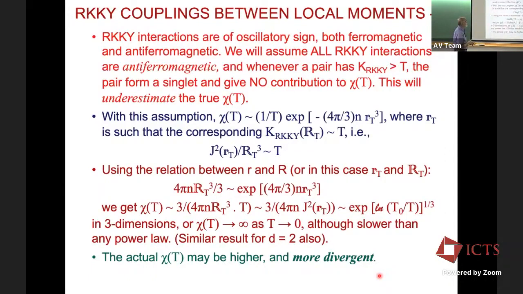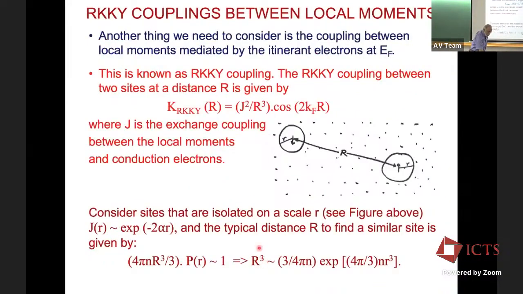So with this assumption, we just have to write down the susceptibility: 1 over T times the probability of finding this isolated site. And now the only difference is that this distance R sub T at a temperature T is not the same as in the Kondo problem. It is given by requiring that the RKKY coupling at capital R_T is of order temperature. And we already had a relationship relating the capital R to little r. So we can use that.